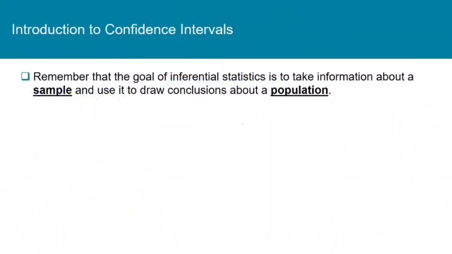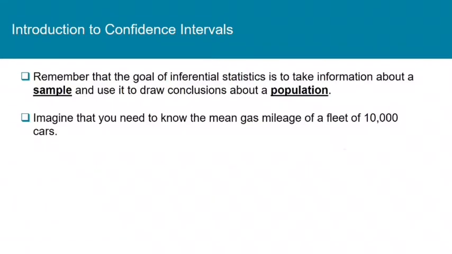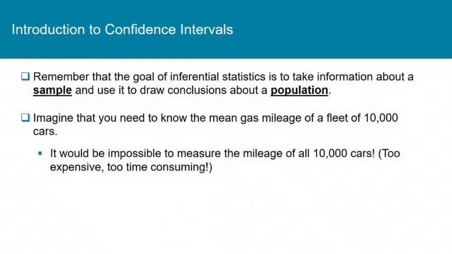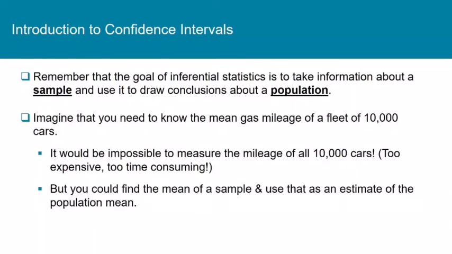Now remember, we've said several times that the goal of inferential statistics is to be able to take information about a sample and use it to draw conclusions about a population. So with that in mind, imagine that you need to know the mean gas mileage of a fleet of 10,000 cars. It would be impossible to measure the mileage of all 10,000 cars. It would take forever and it would be too expensive. But you could find the mean of a sample and then use that as an estimate of the population mean.